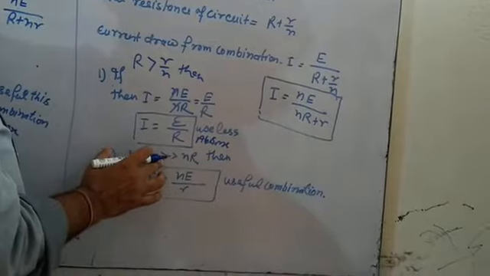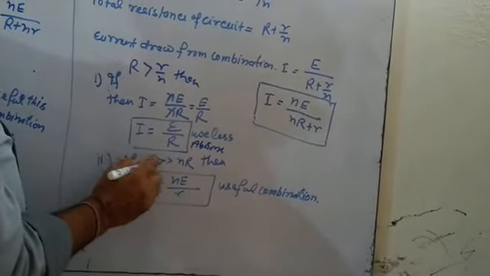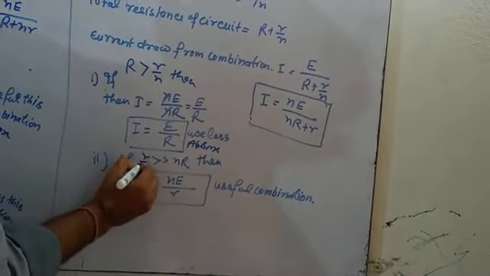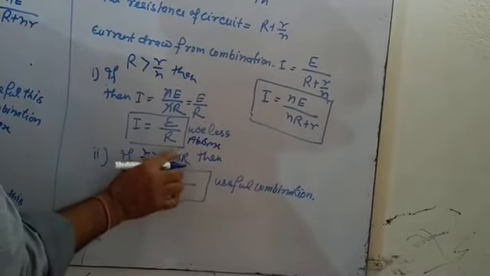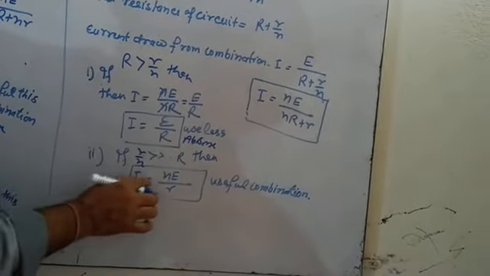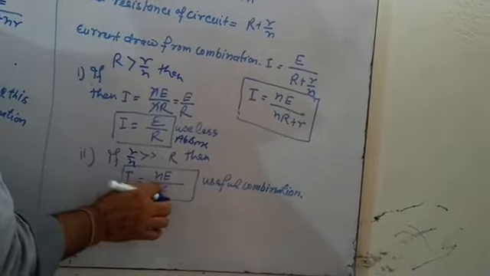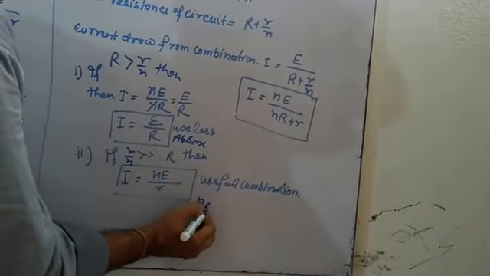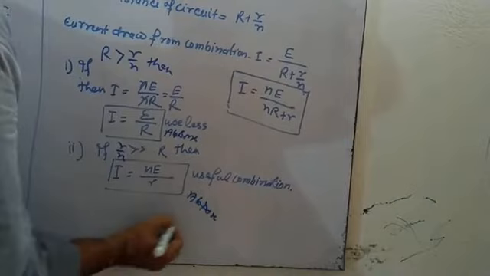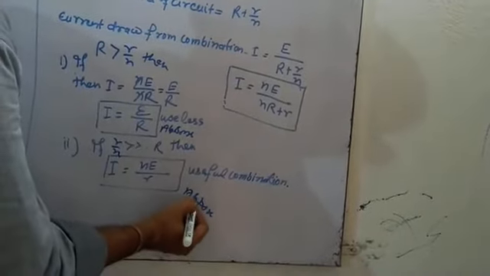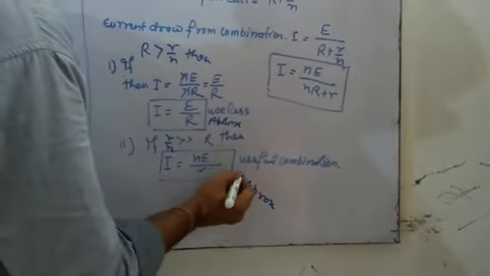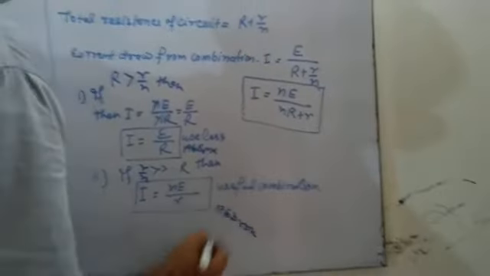If the internal resistance r by n is greater than the external resistance, then I equals nE upon r. Current drawn is approximately n times that of a single cell. Therefore, this combination is useful in parallel combination. Now come to mixed grouping.